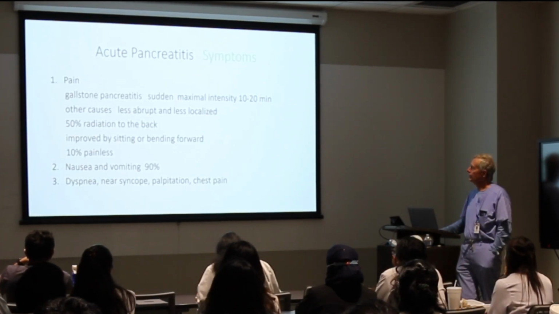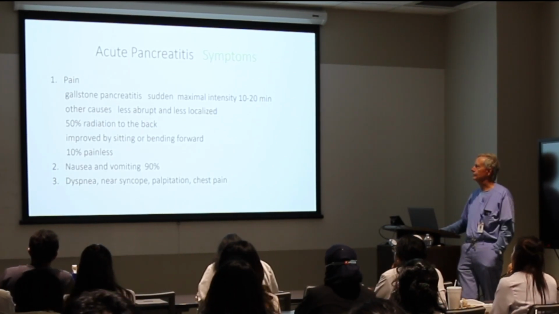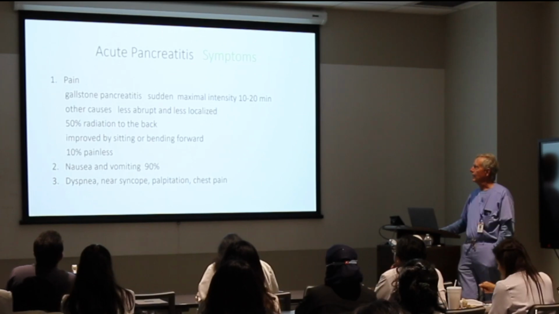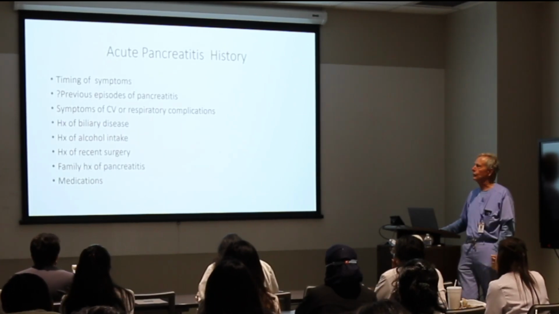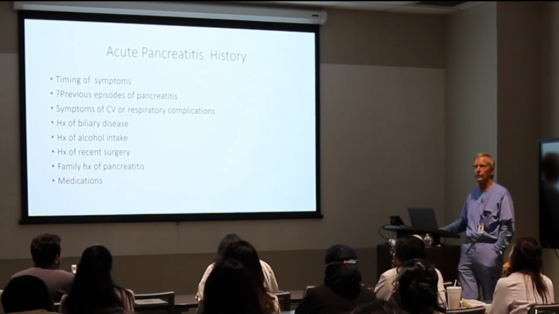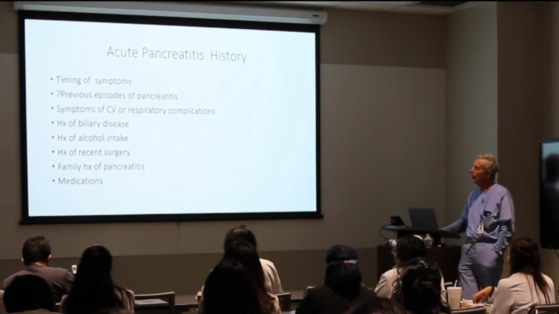All right, so you have pain, you have nausea and vomiting, radiates to the back, so that's pretty regular stuff. And, all right, so it's kind of useful to know about the timing of symptoms when you're taking your history. When did it start, how long has it been going on? Have you had it before?